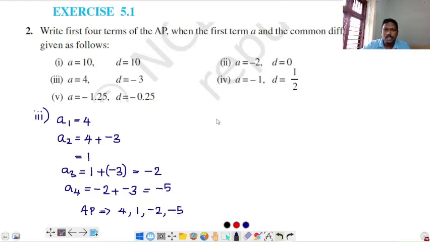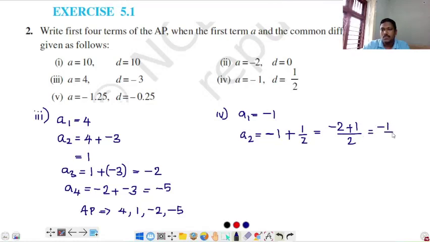Now we can do question number 4. In question number 4, the first term, that is A1, is equal to minus 1. Now we have to find A2. A2 is equal to this minus 1 plus, with this minus 1 you have to add 1 by 2. So by cross multiplying or by adding these two, we will get minus 1 into 2, that is minus 2 plus 1, divided by 2, that is equal to minus 1 by 2.